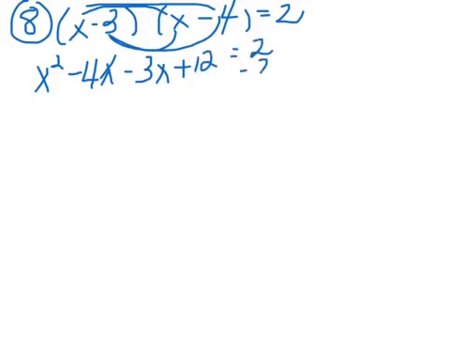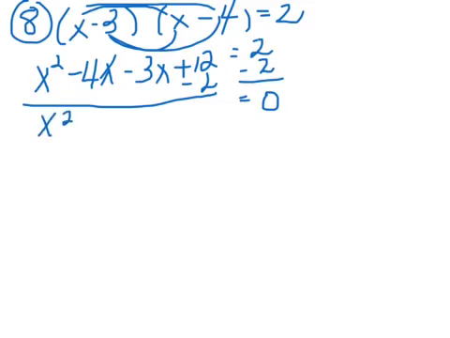But I need to move the 2 over now, so I'm going to subtract it from both sides. And that leaves me a 0 on the right side. So now I have x squared. Now negative 4x minus 3x would be negative 7x, and 12 minus 2 would be a positive 10. This is good because this one factors, and that's good.